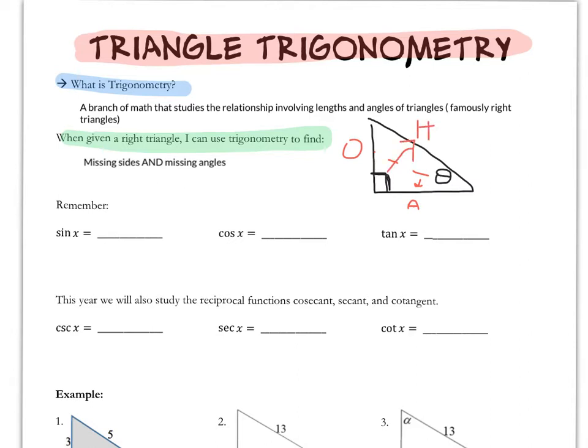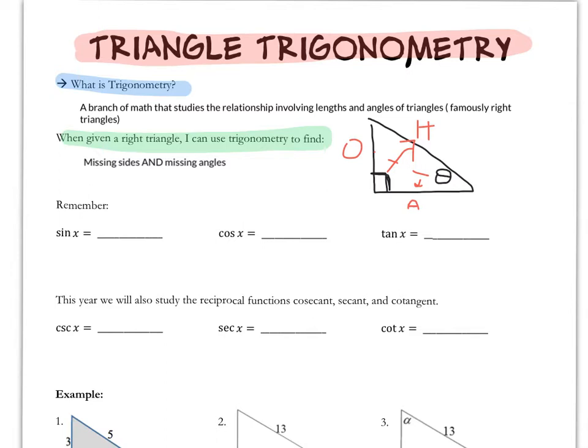I label O, A, and H because there are specific ratios and specific relationships among those sides, all surrounding a specific angle. If I were to have my angle up here, O and A would be switched because that would be opposite and that would be adjacent. So that's why we always have to focus on one angle to get my opposite side and my adjacent side. My hypotenuse is always my hypotenuse because it's always across from my 90-degree angle.